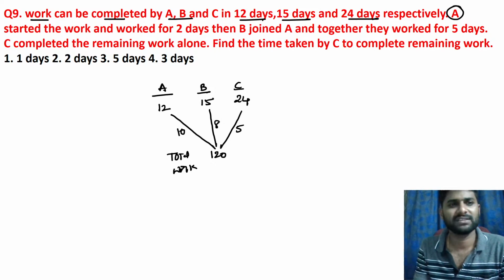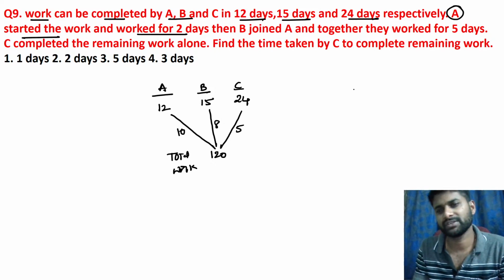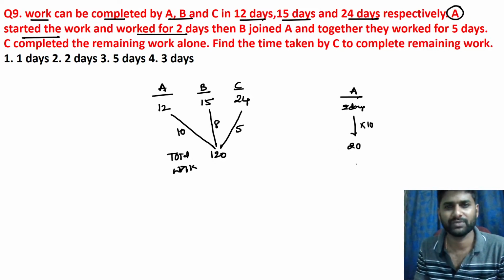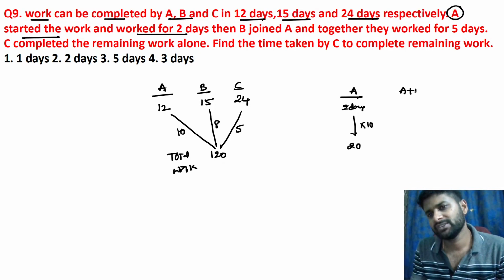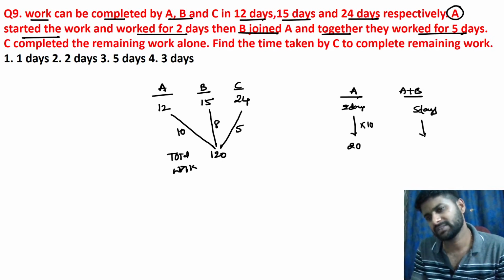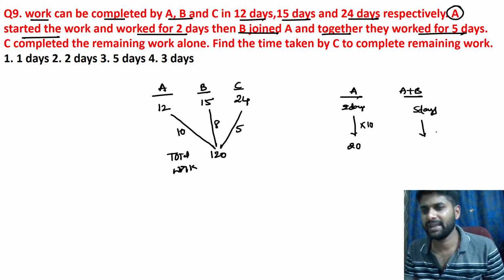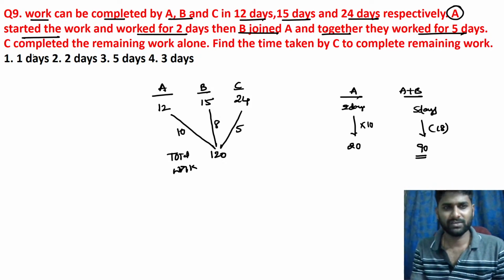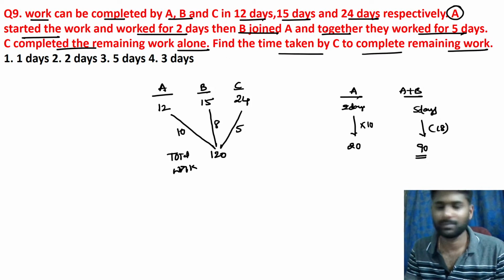Now here the information says A started the work and worked for 2 days. Every day the person completed 10 units. In 2 days, the person completed 20 units. Now B joined with A. Together they worked for 5 days. If both are working, both complete 18 units per day. In 5 days, they completed 90 units. Now C completed the remaining work alone. Find the time taken by C to complete the remaining work.